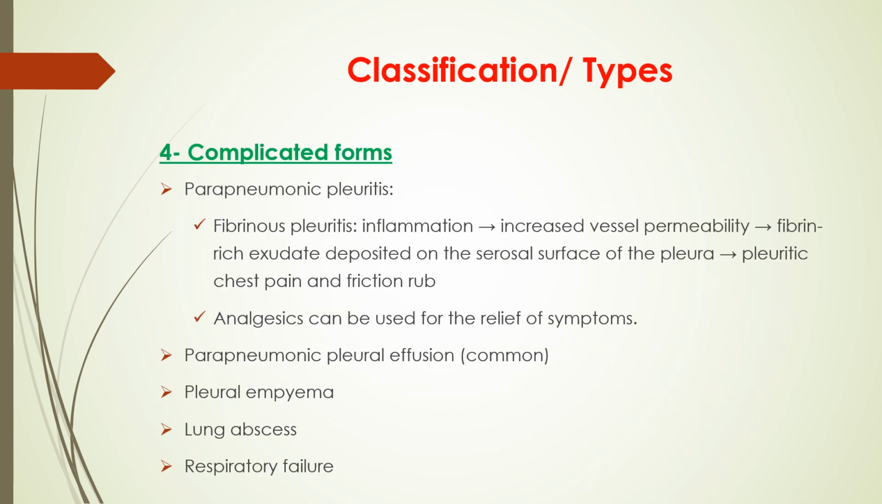What about complicated forms? You could have a complication, especially for pneumonia, with what we call parapneumonic pleuritis, which is an inflammation of the visceral pleura, and it will be responsible for some chest pain, and on the exam we could hear some friction rub. We do give analgesics to relieve the symptoms. The parapneumonic pleural effusion is the presence of liquid in the pleural space, and we could also have pus in the pleural space, what we call pleural empyema.